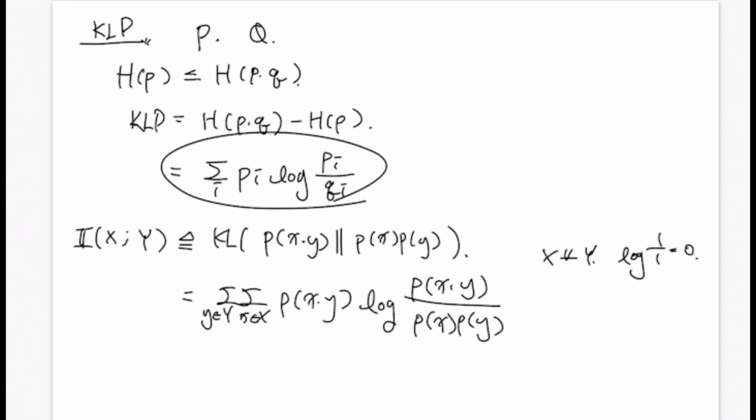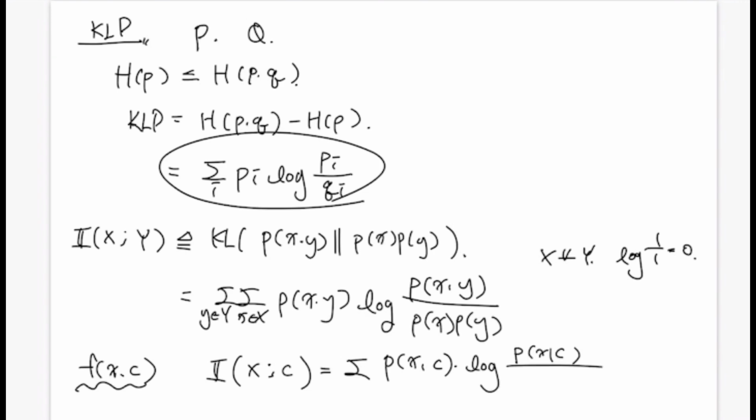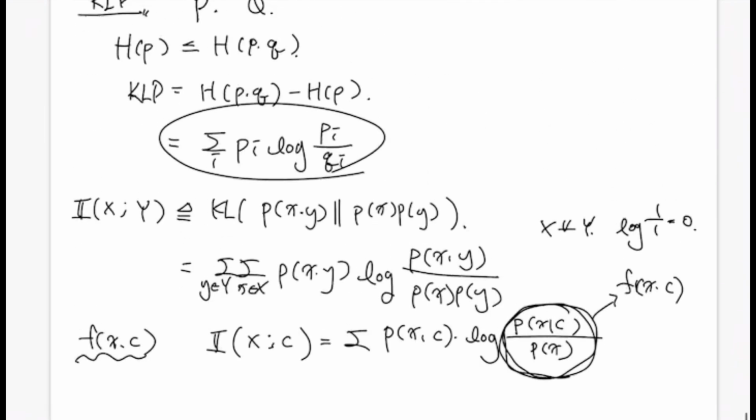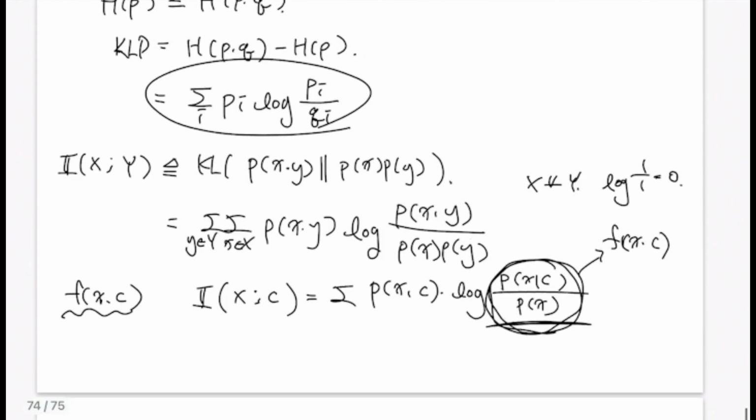Let's go back to the square function f(x, c), and let's see mutual information with respect to x and c. So this is summation of p(x, c), and we have log p(x conditioned on c) over p(x), and we have seen this part. This part is actually the square function of (x, c). So this is why InfoNCE is related to the mutual information maximization. This is the end of this video. Thank you.